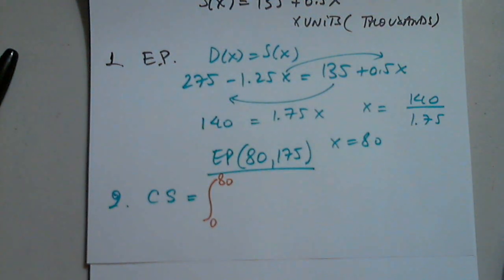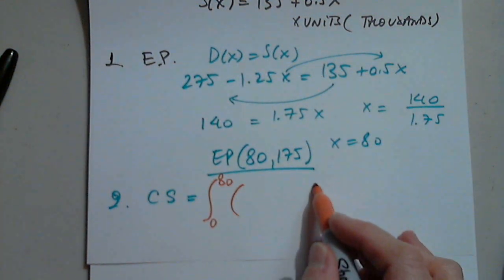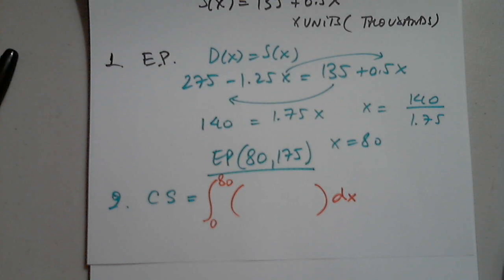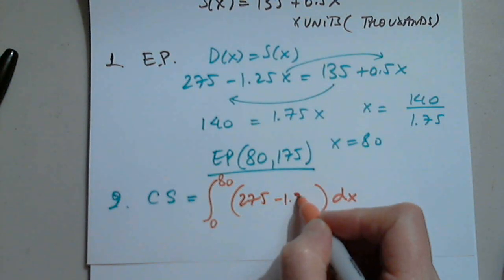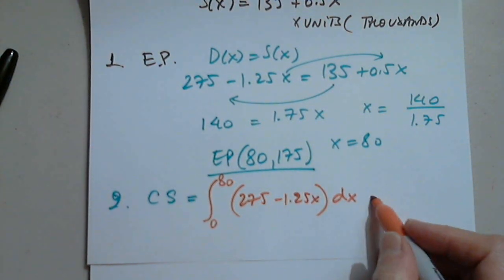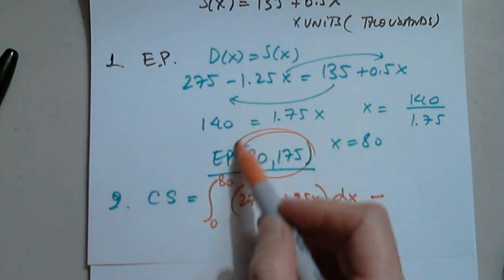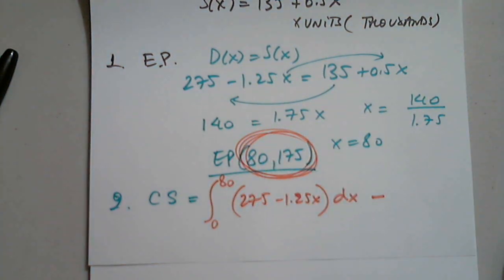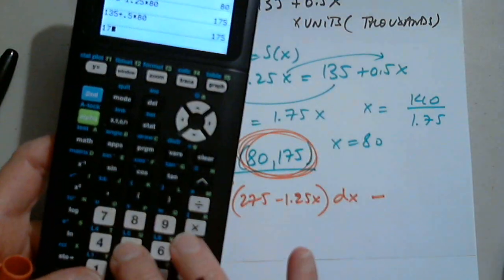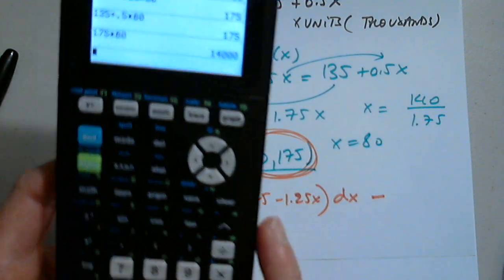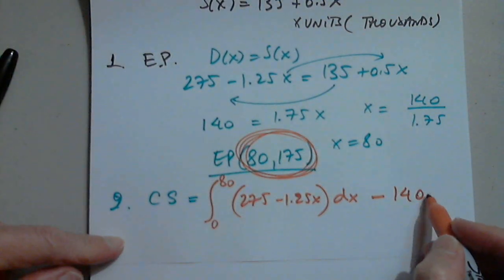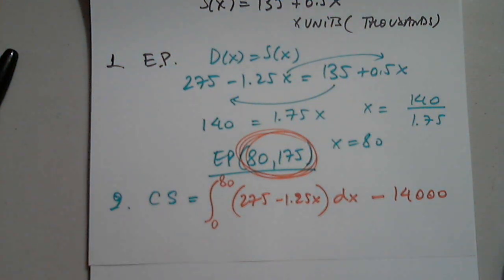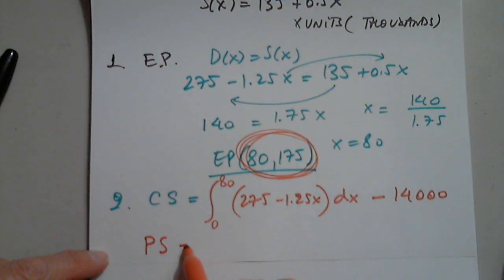80 of which function? A dx. Exactly, this one. 275 minus 1.25x. Awesome. Minus always this product, 14,000. What about the producer surplus?